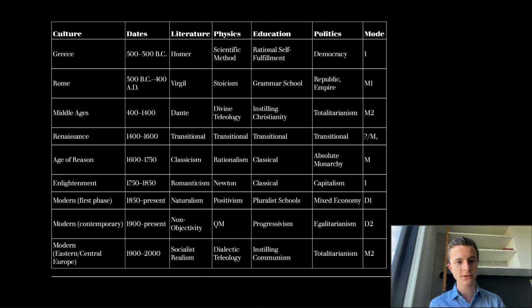Now, if you look, you can also see where we are. We are in the second last row. So if you live in the modern West, you belong to the second last row here. The date's 1900 or so till present. In literature, non-objectivity. In physics, quantum mechanics. In education, progressivism. And in politics, egalitarianism. We're all the same, we're all morally equal and so on. That's the idea of egalitarianism. And the mode is D2. You might argue that we're partly D1, partly D2, and there's truth to that too.